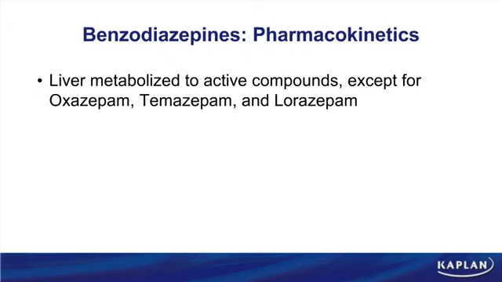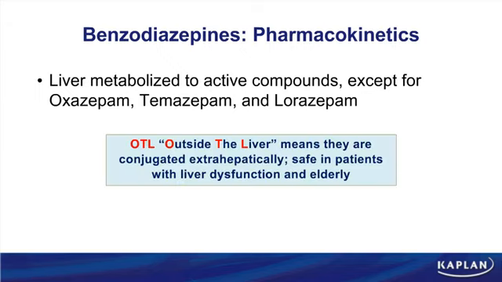You can remember outside the liver. Outside the liver means these drugs are conjugated extrahepatically. They are metabolized outside of the liver. So what is really the special property of these drugs? They're safe in patients with liver dysfunction and in the elderly.